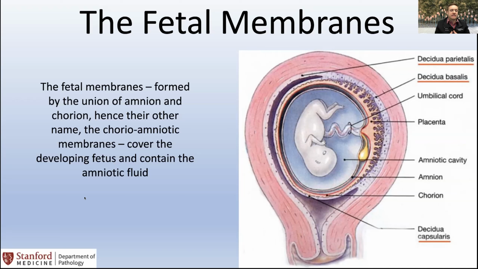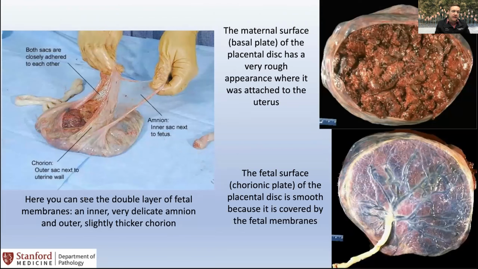But the fetal membranes, going all the way back to early development, are formed by the union of amnion and chorion layers, hence the other term for the membranes, the chorioamniotic membranes. And those are the ones that you can basically pull apart very gently when you're examining the placenta, the amnion being the much thinner, more delicate inner layer, and the chorion being the somewhat thicker outer layer. And that's also what gives the chorionic plate surface that shiny look, whereas the basal surface that was attached directly to the uterine wall has that much rougher look to it.